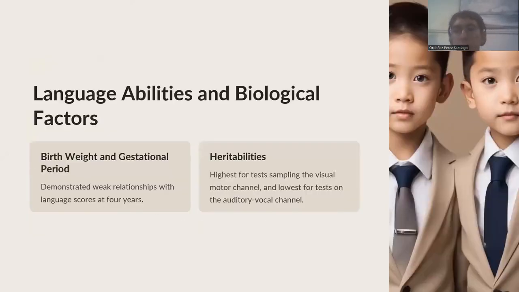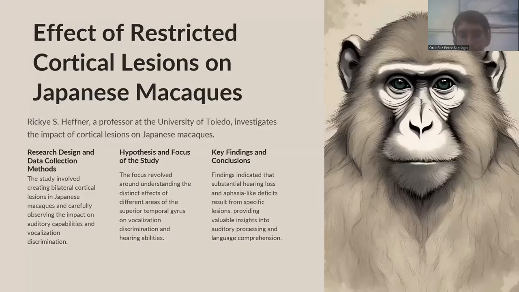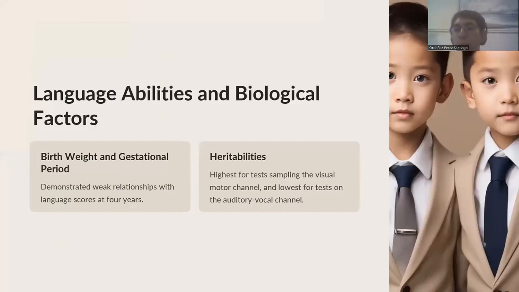And then another aspect that I mentioned before that we're going to talk about is language abilities and biological factors. As I mentioned before, the nature and nurture sides also have a big impact in these kinds of cases. So the birth weight and gestational period demonstrate a weak relationship with language score at 4 years, but the heritability is the highest for tests sampling the visual motor channel and the lowest for testing the auditory vocal channel. So that's basically how the research method that they used works, right? So that's for this side of humans.